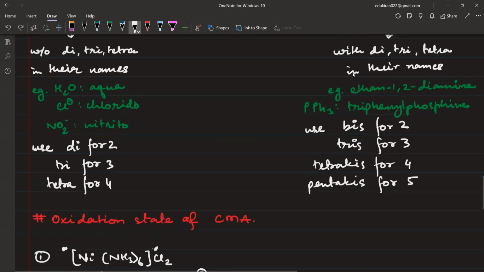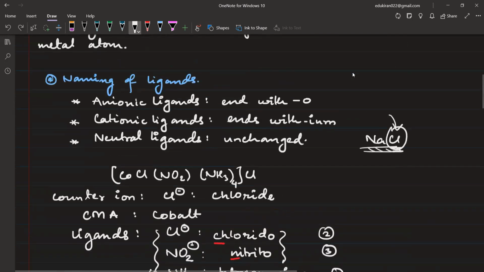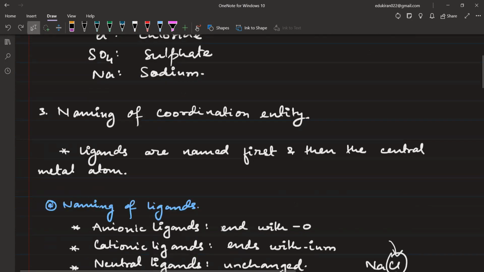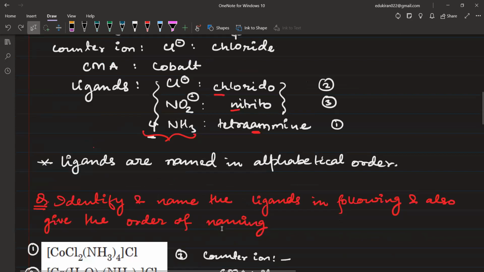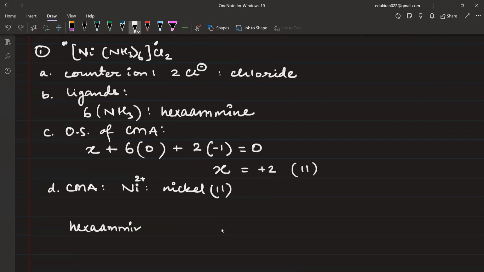Okay, if you see here, in the naming of a coordination entity, ligands are named first and then the metal atom. All of these things are written in your notebook itself. Those who are not answering. Hexa, amine, there was only one, and then we will write nickel with it. Nickel, and then you will write 2, and after that you will give a space and you will write fluoride. Is this clear? Yes or no? Please tell me. Yes, sir. Okay, please type it.